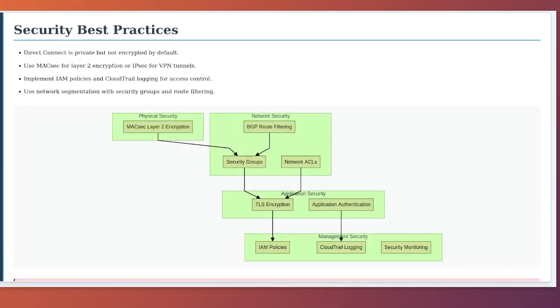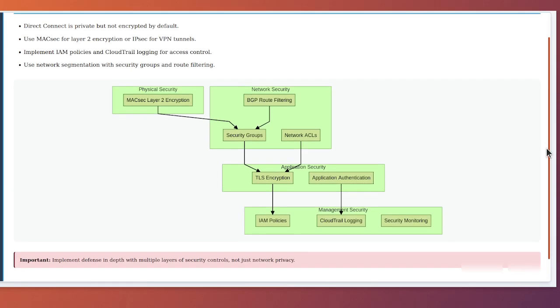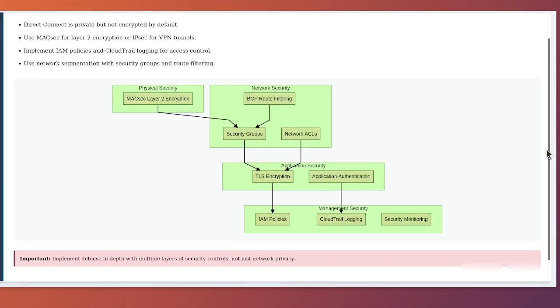Security best practices. While Direct Connect provides a private connection that does not traverse the public internet, you still need to implement security best practices to protect your infrastructure and data. Let me discuss the key security considerations for Direct Connect deployments. First, understand that Direct Connect itself does not encrypt traffic. The connection is private, meaning it does not go over the public internet, but it is not encrypted by default. Anyone with physical access to the fiber could theoretically intercept the data.